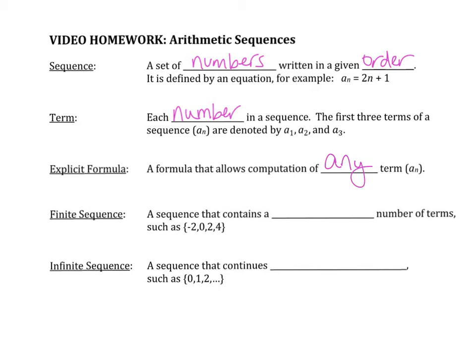A finite sequence is a sequence that contains a countable number of terms, such as -2, 0, 2, 4. This is countable because it ends. In this sequence, there's exactly 4 terms. An infinite sequence is a sequence that continues on forever. And the way you recognize that it continues on forever is, of course, it ends in a dot, dot, dot. So, for example, 0, 1, 2, dot, dot, dot. That indicates that it's going to keep on going forever.